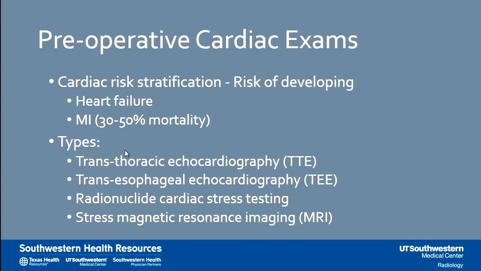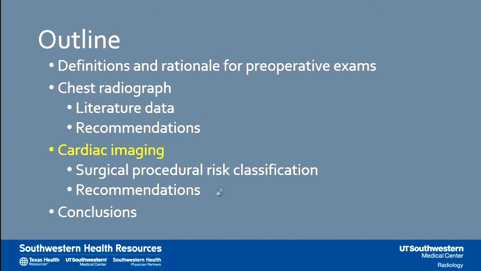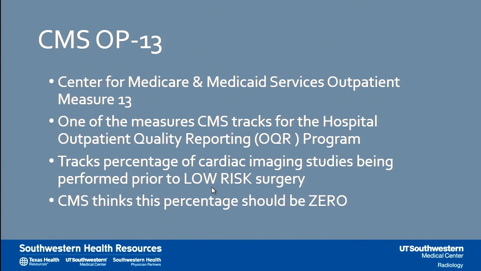So moving on to the cardiac imaging. This is again done for cardiac risk stratification, the risk of developing heart failure or a myocardial infarction in the perioperative period. Do keep in mind that high mortality rate, which I already went over before. The types of imaging we're talking about here are transthoracic and transesophageal echo, usually performed with stress. You can do radionuclide cardiac stress testing, also known as SPECT myocardial perfusion. This can be done with either physiologic stress, like walking on a treadmill, or pharmacological stress. There's also stress MRI, and recently stress CT has also entered into the fray.